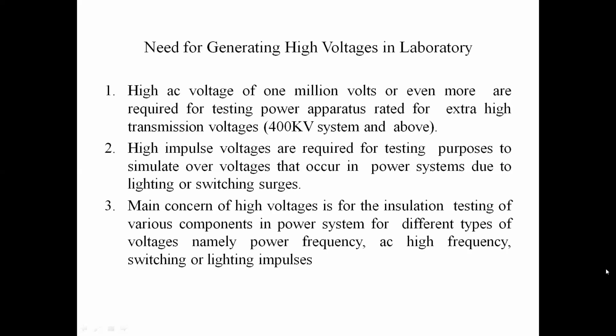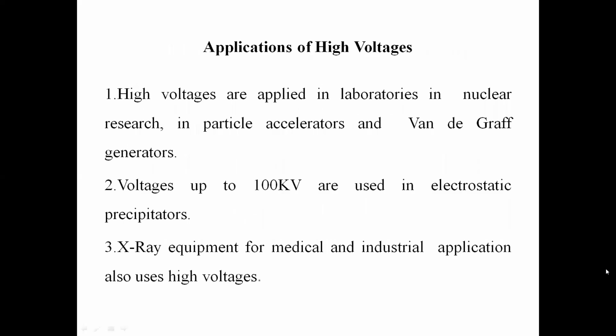Basically, a high AC voltage of 1 million volts or even more is required for testing apparatus for extra high voltage transmission, that means 400 kV. Even impulse high voltage is required for testing, to simulate the overvoltages that occur in a power system due to lightning or switching surges. And the main concern of high voltage testing is insulation testing. Right.